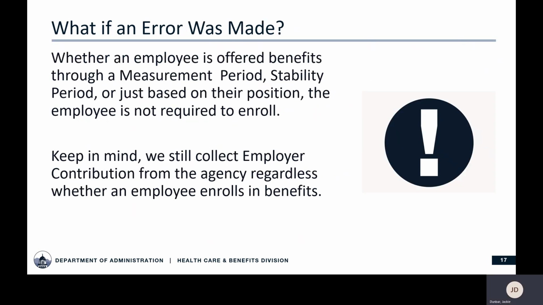What if an error was made? If benefits should have been offered, we go back and collect employer contribution from the agency retro to the eligibility date. We also send out a benefit offer letter to the employee. If the agency placed an employee in a benefit eligible position in error, the agency will need to correct the position and we will add a stability period to the member's record for 12 months.